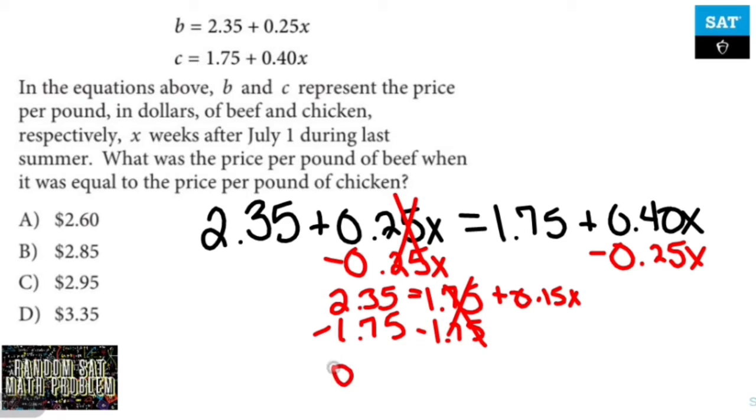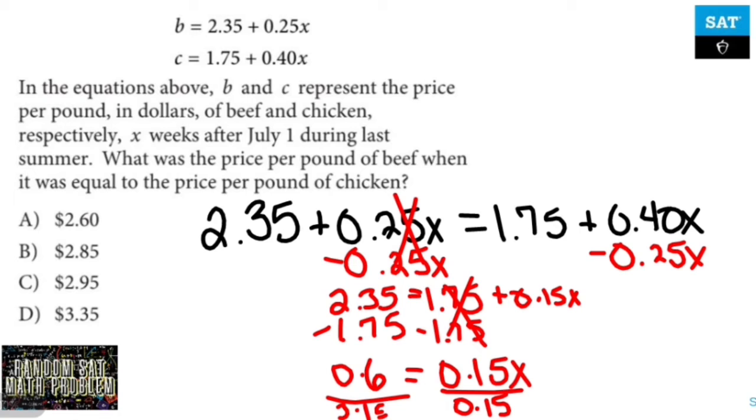So 0.6 is equal to 0.15x. Divide both sides by 0.15, and you get 4. Uh-oh. Now, before you look at your answers and say to yourself, gasp, I did it wrong. No, you didn't. See, 4 represents the amount of weeks it took for these guys to match up in price.